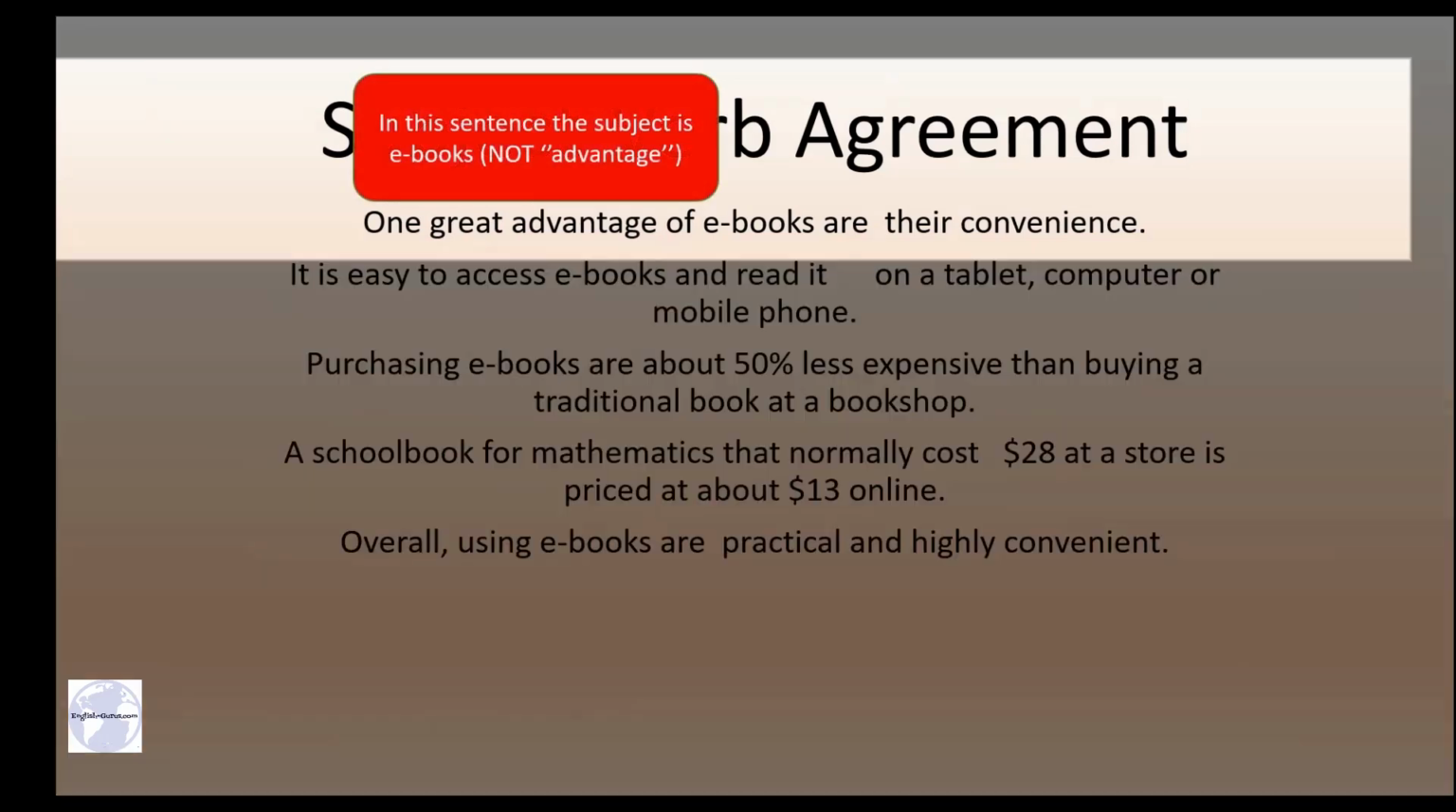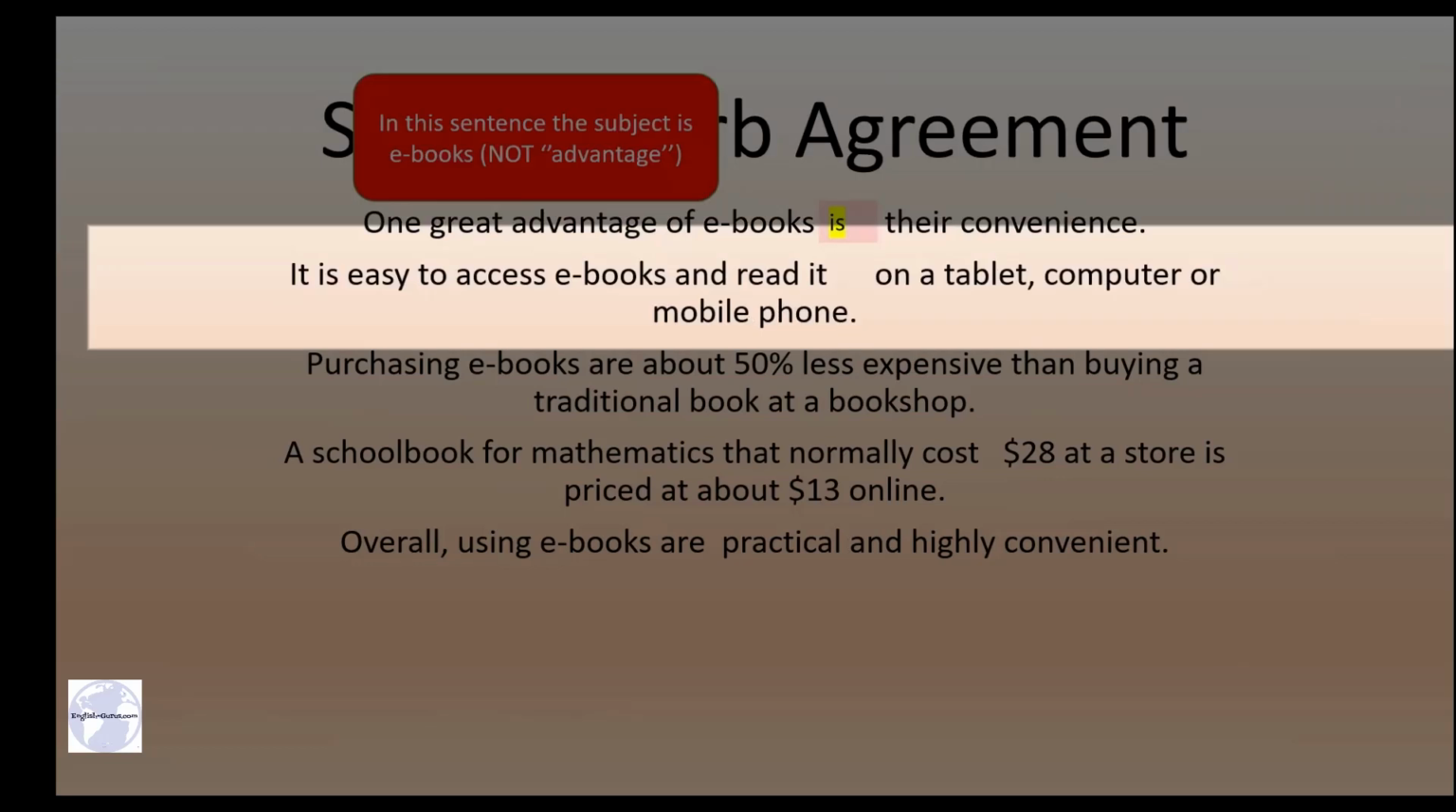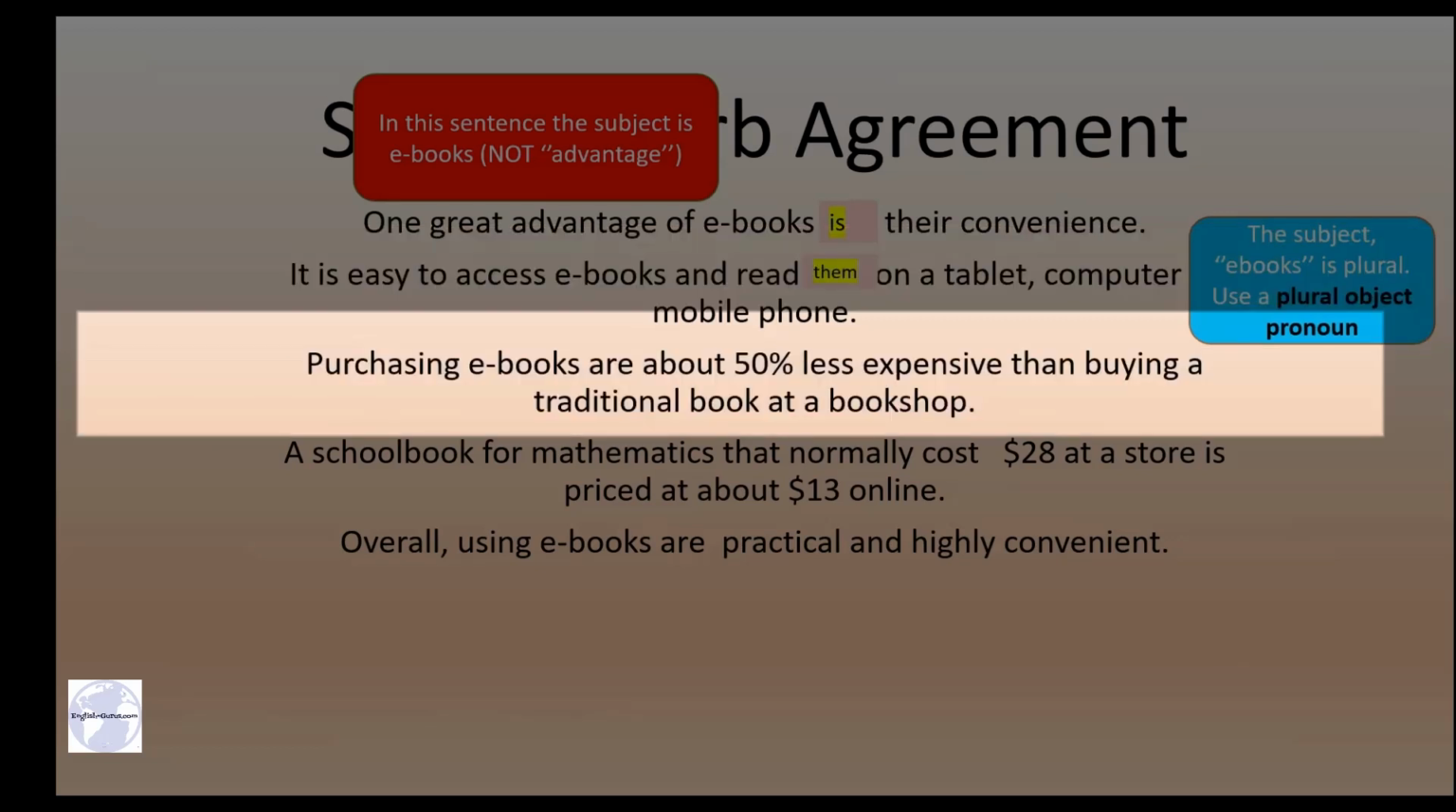In the first sentence, the subject is advantage. It's not ebooks because ebooks is modifying the noun advantage. So in that case, we must use the singular verb is. In the second sentence, the main noun of that sentence is ebooks, right? And so we need to use them instead of it. Them, the object pronoun, is replacing or representing the word ebooks.